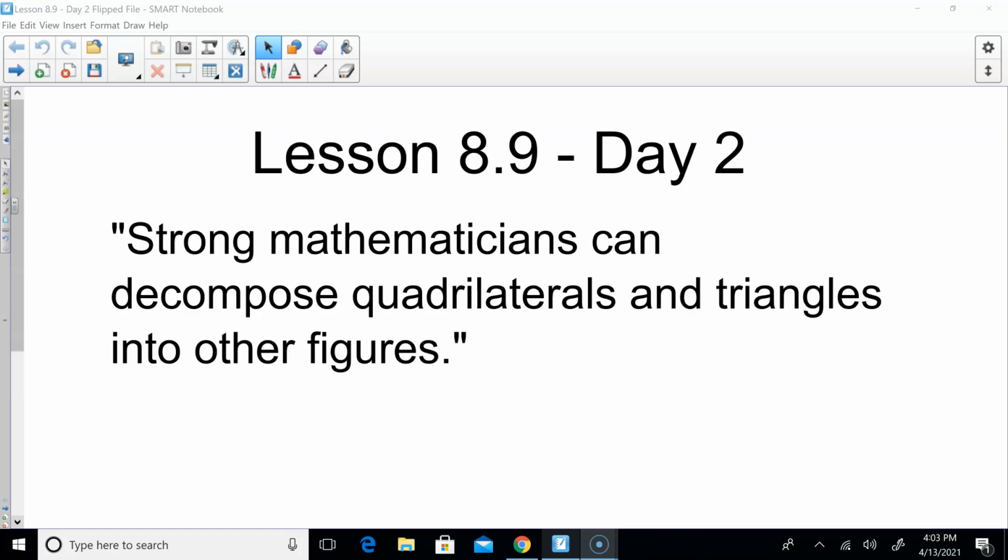Welcome, class, to lesson 8-9, day number 2. Today, strong mathematicians can decompose quadrilaterals and triangles into other figures. So please take out your notebook, your pencil, write down today's date, the name of the lesson, and let's begin.